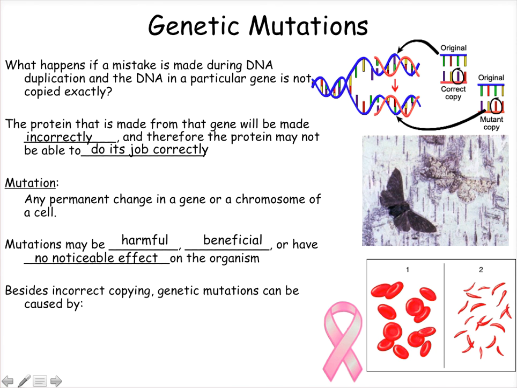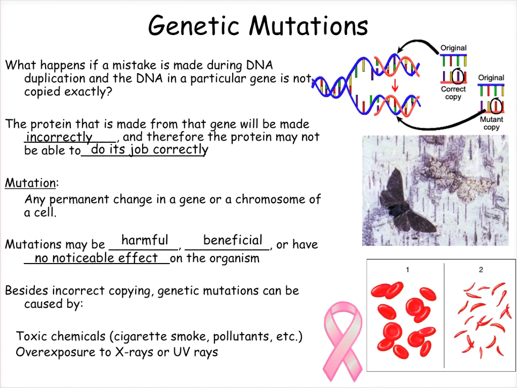Okay, so what besides incorrect copying can cause genetic mutations to occur in the first place? First, exposure to toxic chemicals like cigarette smoke, pollutants, and many other types can mutate your DNA. Additionally, overexposure to X-rays or UV rays can cause mutations to occur. So be careful in the sun and in any other situation in which you may be exposed to radiation. We will return to this concept of mutation many more times this year, as it is an important driving force in the evolution of species, as well as in the maintenance of our own health.